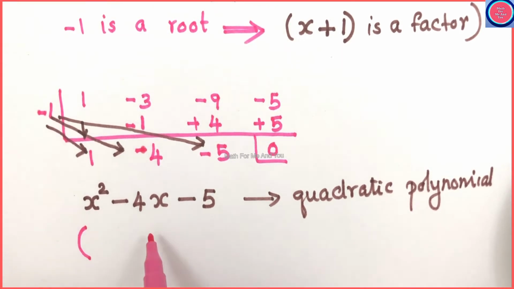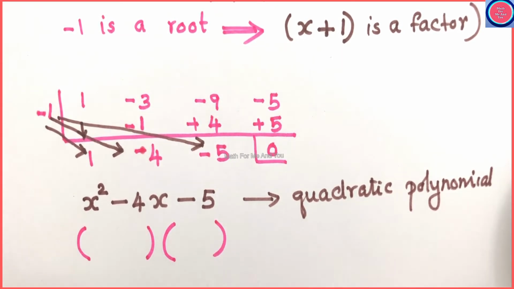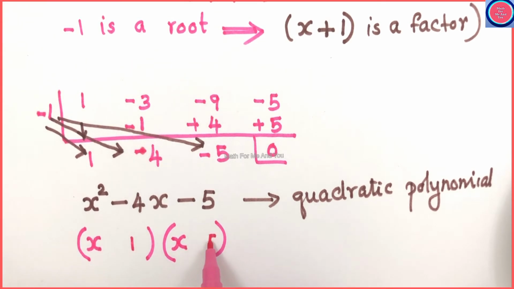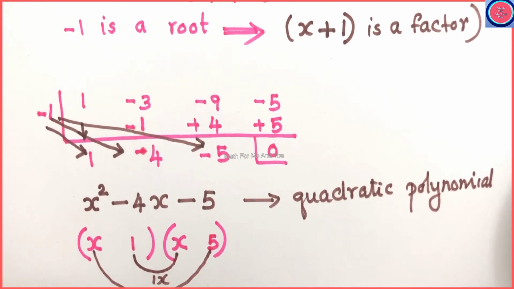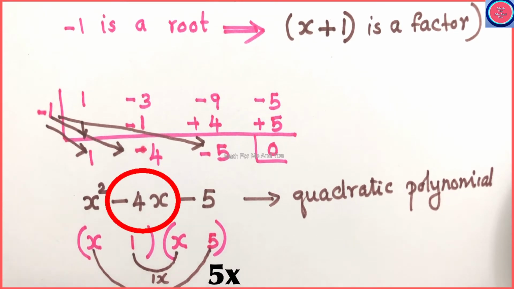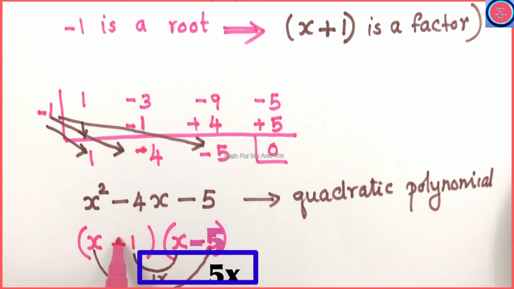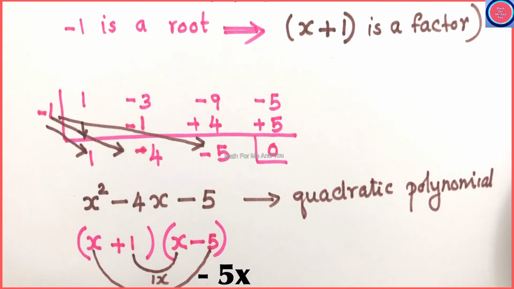Next we have to write down the factors of this quadratic polynomial. The first term x square, the factors are x and x. Now we have to write down the factors of 5. Factors of 5 are 1 and 5. And the middle term is minus 4x. For getting this minus 4x, we will cross multiply. 1 times x, the result is 1x. X times 5, the result is 5x. We have to get minus 4x. That means the larger number 5 we can change to a negative number, so that we get minus 5x, and 1x becomes minus 4x. See here, the correct factors are x plus 1 and x minus 5.